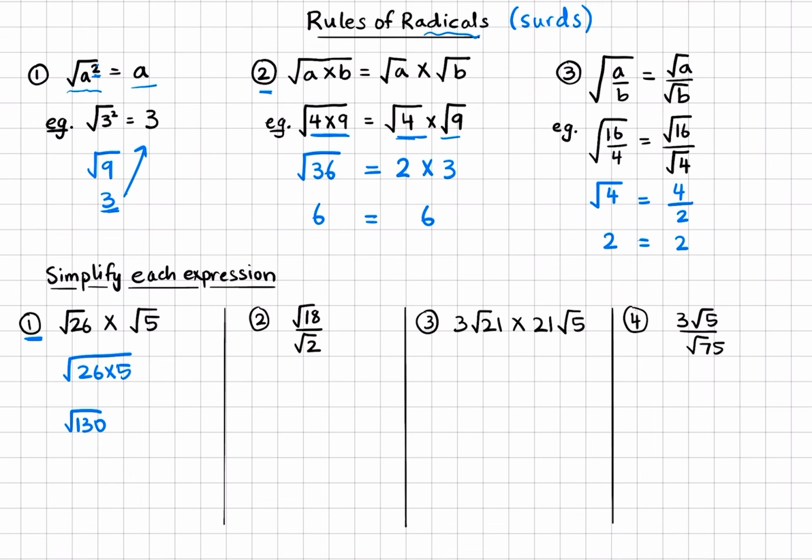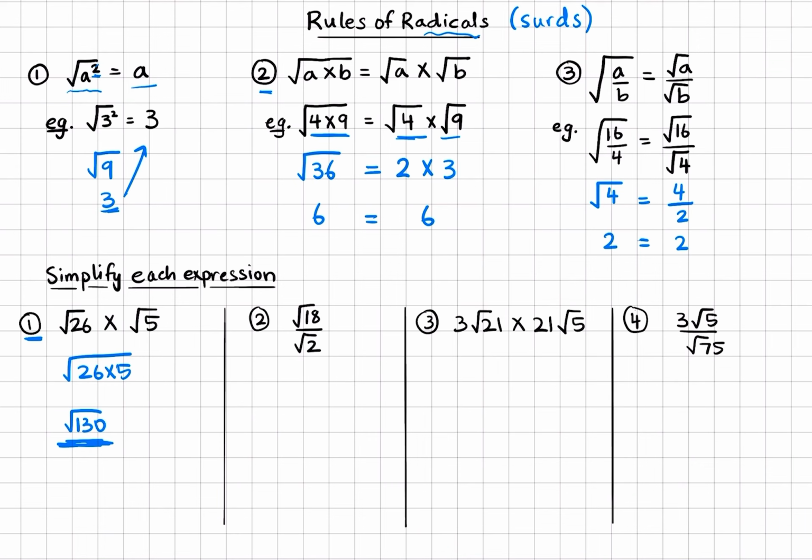Now we still can't square root 130 without getting an irrational number. So this is actually what it looks like to simplify this expression. This is the simplest thing we can write. Okay? So this in itself is an answer. You don't have to actually get a number. You don't have to remove the square root. All you need to do is just make the expression look simpler than before.